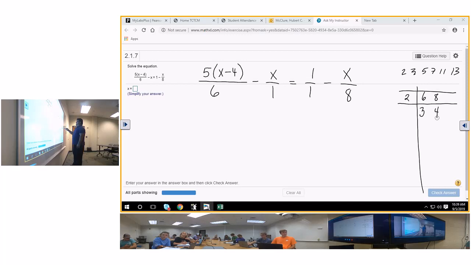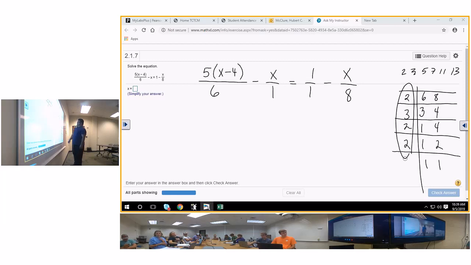4, and then 3, that'll be a 1 and a 4, and then 2, a 1 and a 2, and then 2, a 1 and a 1. So 8 times 3 is what? 24 is your common denominator.